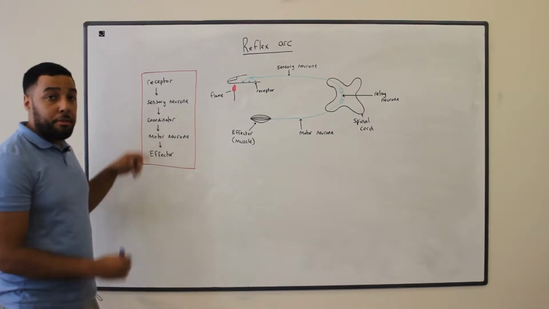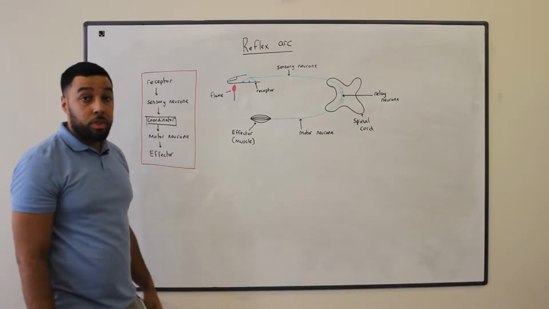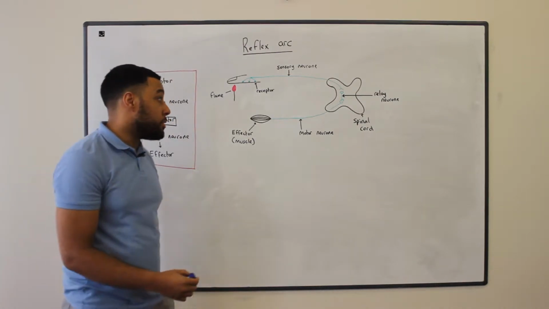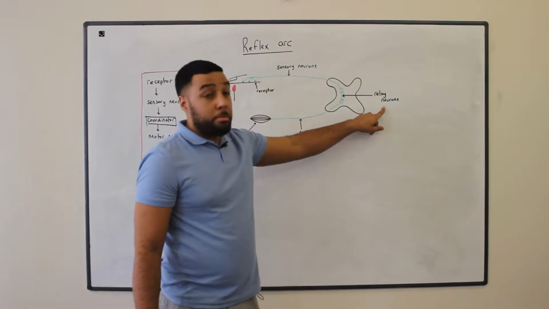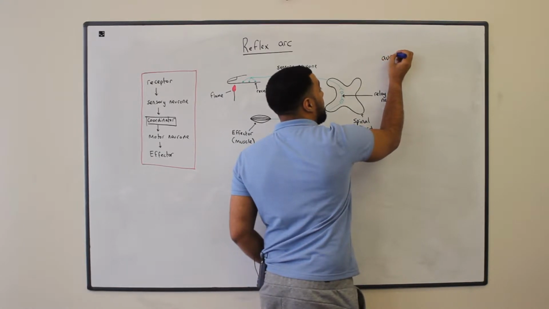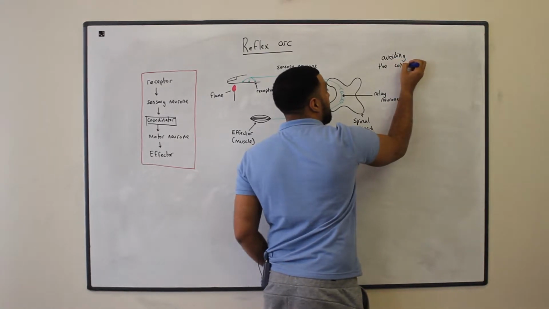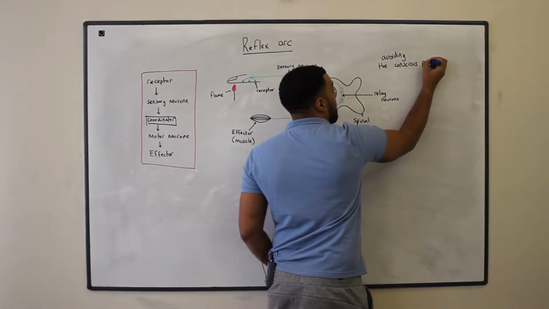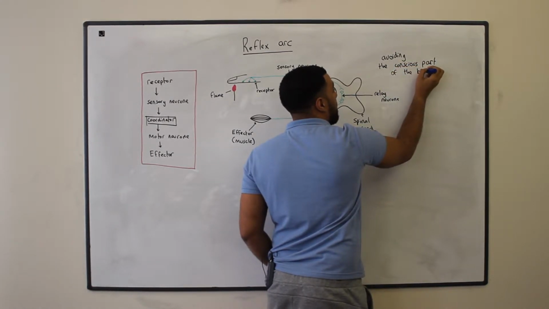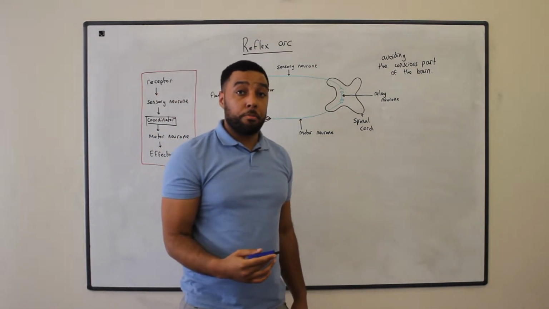But there is something different in a reflex with the coordinator. Rather than the conscious part of the brain coordinating a response, this is now done by the relay neuron. So that we are avoiding the conscious part of our brain. And this makes reflex responses much faster.